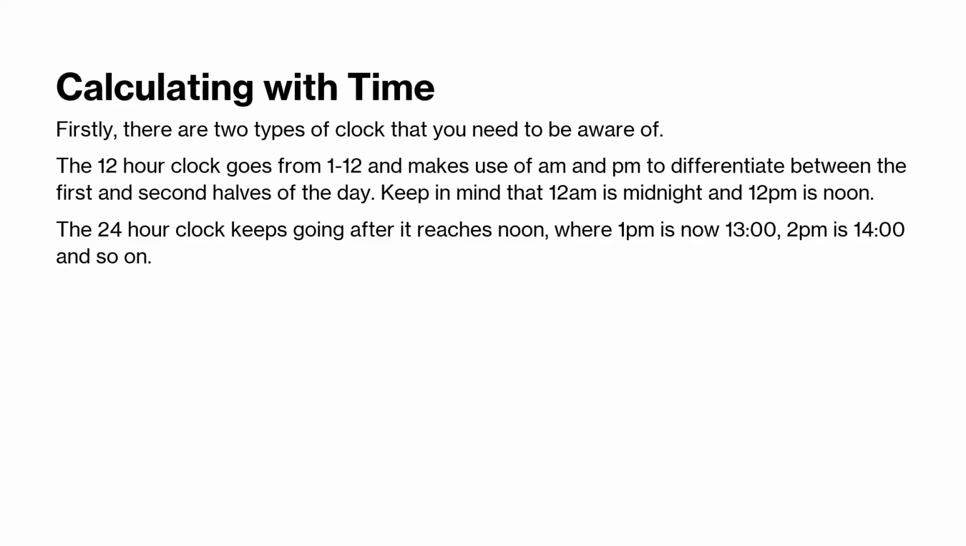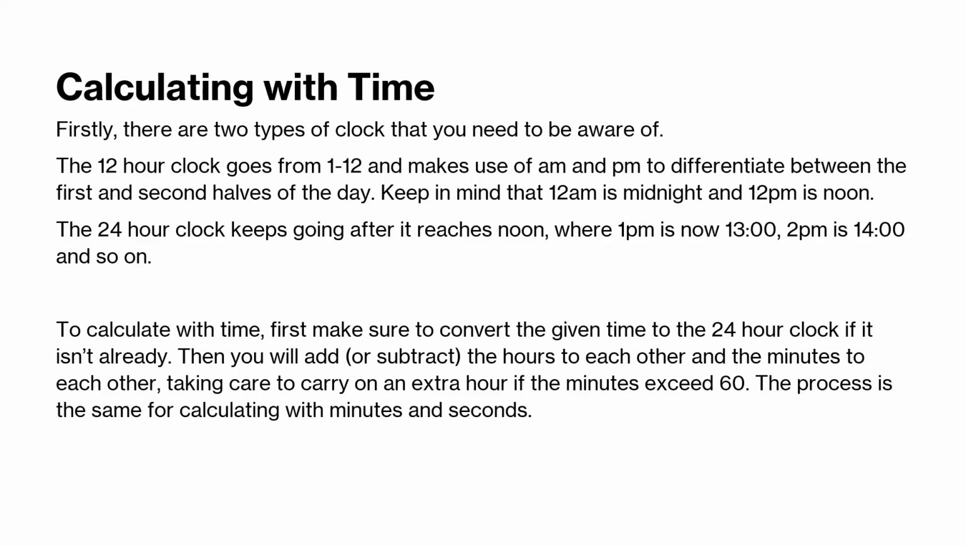The 24-hour clock keeps going after it reaches noon, where 1 PM is now 1300, 2 PM is 1400, and so on. To calculate with time, first make sure to convert the given time to the 24-hour clock if it isn't already, if it's a 12-hour clock format. And then you will add or subtract the hours to each other and the minutes to each other, taking care to add on an extra hour if the minutes exceed 60.